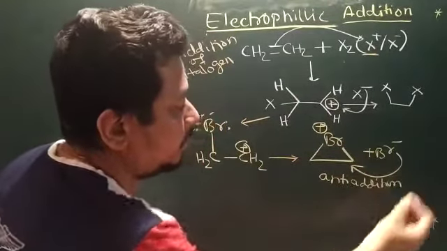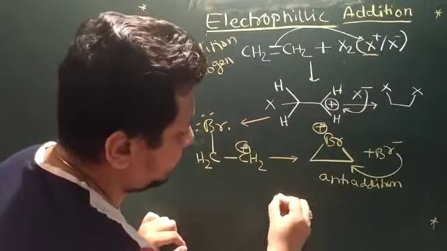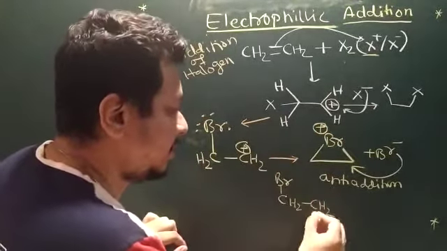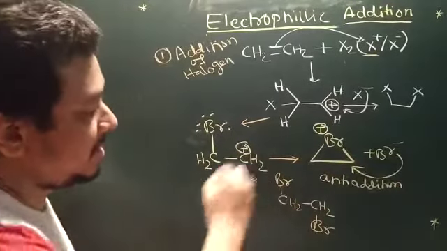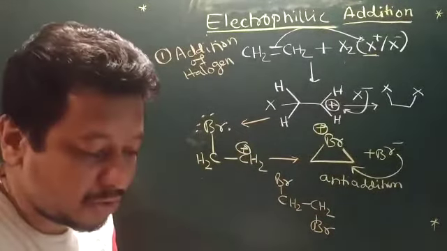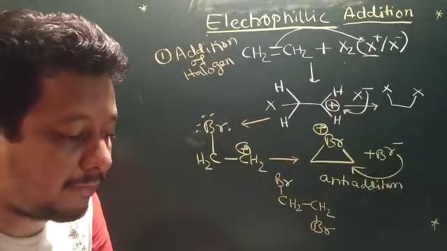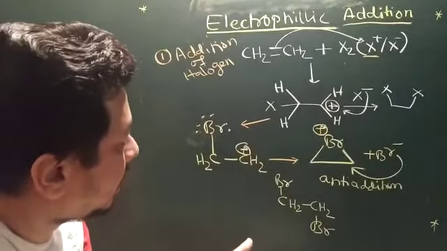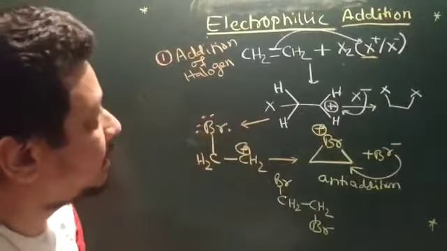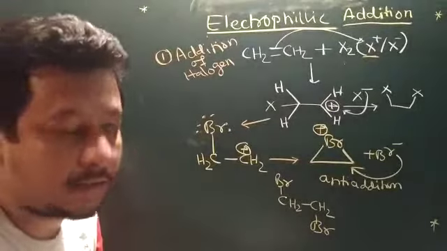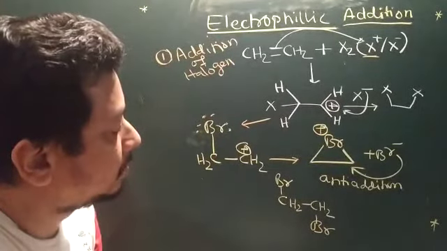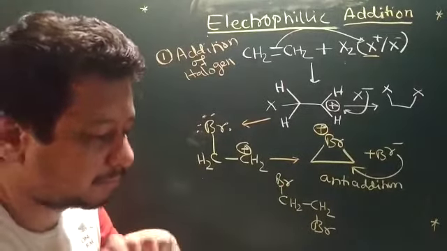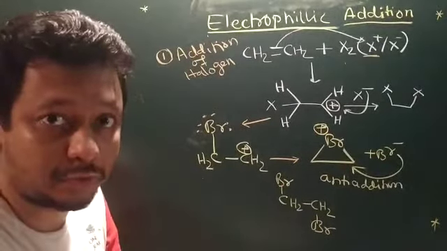So this is known as anti-addition. The products will look like that: CH2 Br and Br. You can see the addition is anti. So this is the first understanding of electrophilic addition of halogen. Now there are symmetric alkenes and asymmetric alkenes, and the reactivity is governed by stereochemistry. So what is that?